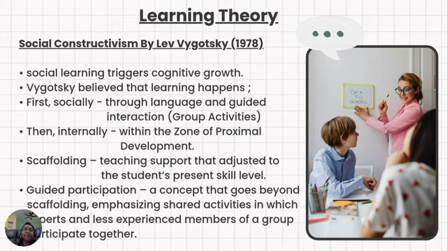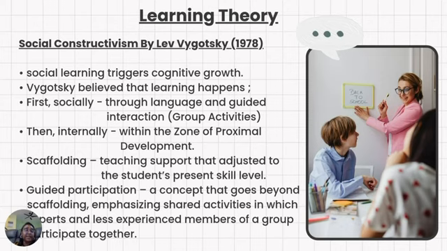The learning theory that we have chosen is the social constructivism theory by Lev Vygotsky. In his theory, he mentions that social learning triggers cognitive growth of the people. Vygotsky also believed that learning happens first socially through language and guided interaction, that is between the group activities, and then internally within the zone of proximal development.